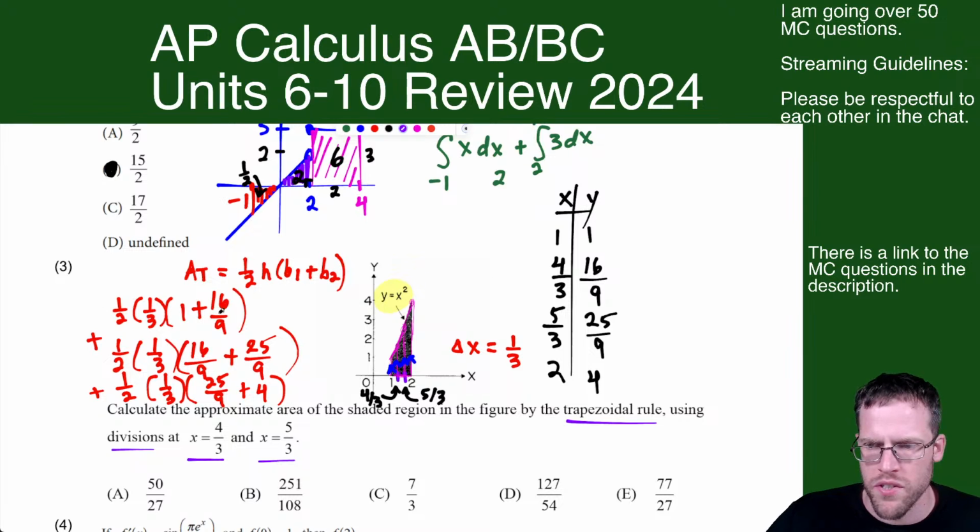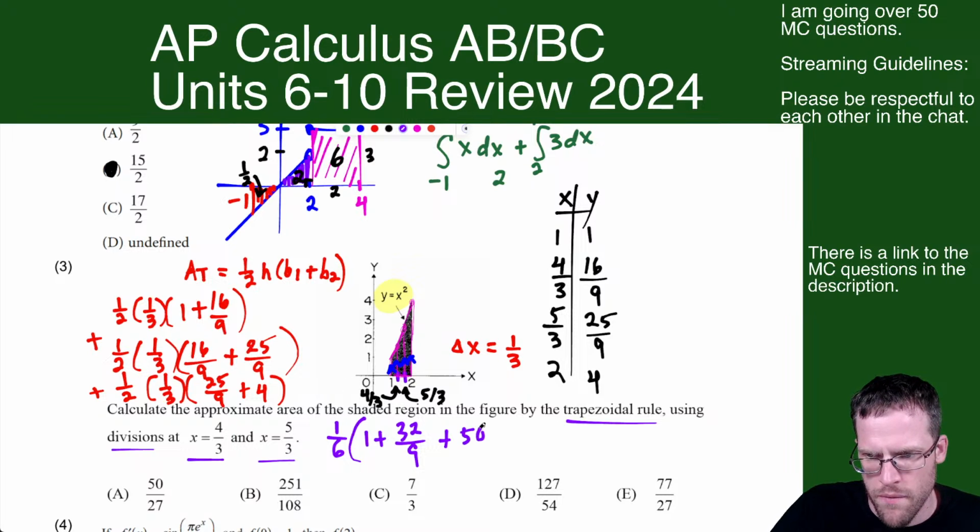So we get 1 over 6 times, and then we have basically 1 plus 16 over 9. See, 1/2 times 1/3 is a sixth. And this is 1 plus 16 over 9 plus 16 over 9. So I just double that. I get 32 over 9. And then I double 25 over 9 to get 50 over 9. And then I just do plus 4.